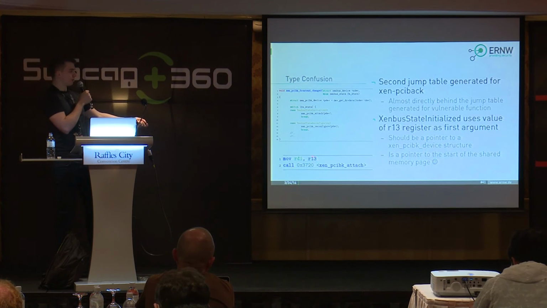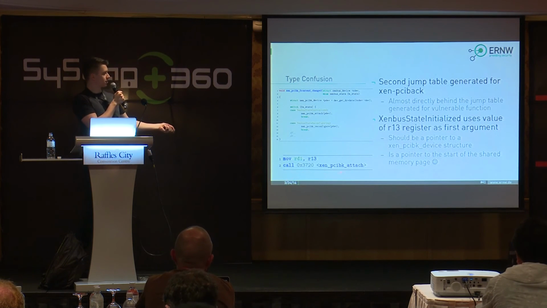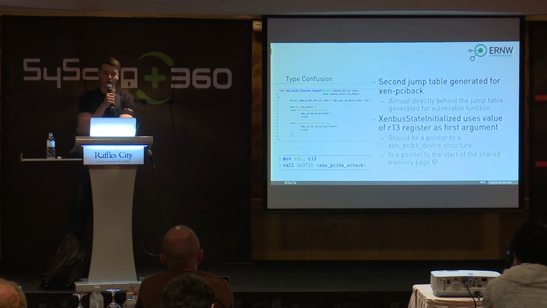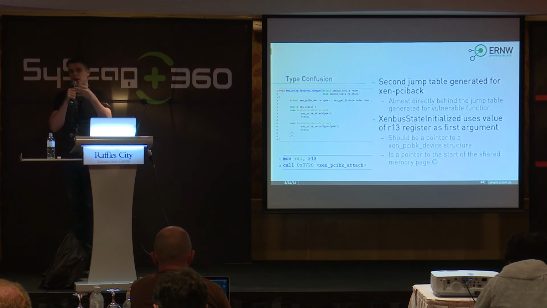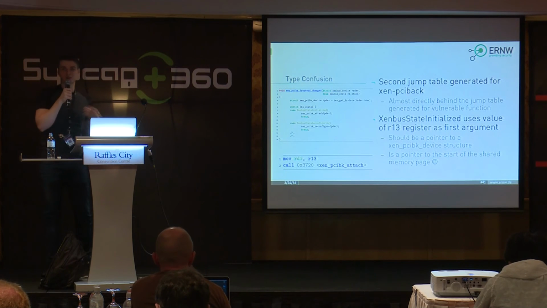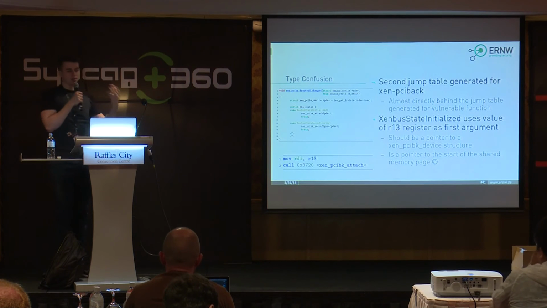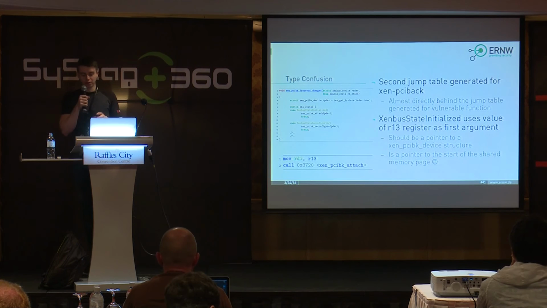So you have the R13 register, it's written into RDI, and then used as the first argument to this Xenpwn attach function. And this normally should be a pointer to a Xenpwn device structure, but in our case it's pointing into our shared memory location. So we can call Xenpwn attach with an arbitrary value of our choice as an argument.